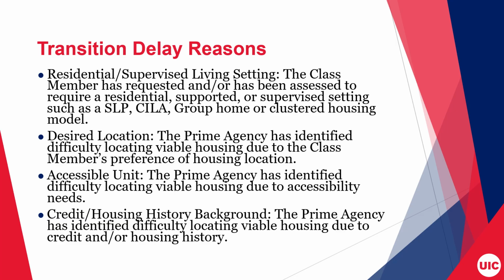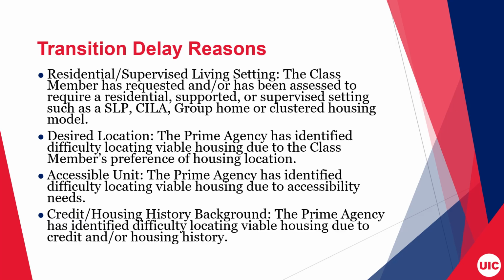Desired location. The prime has identified difficulty locating viable housing due to the class member's preference of housing location. Examples include legal restrictions related to housing location, such as restraining orders or unavailability of affordable units in desired area of preference. Accessible unit. The prime has identified difficulty locating viable housing due to accessibility needs.